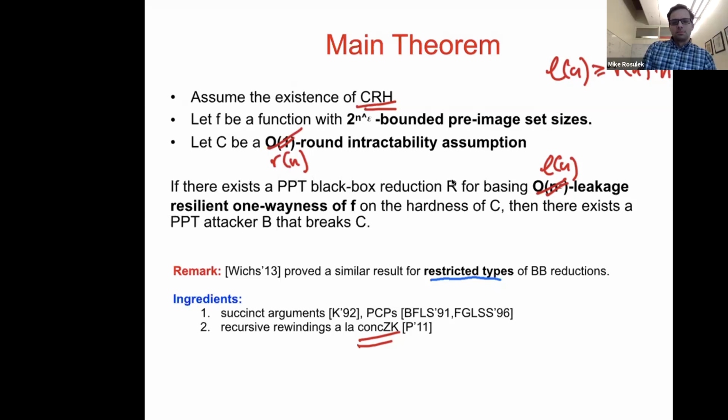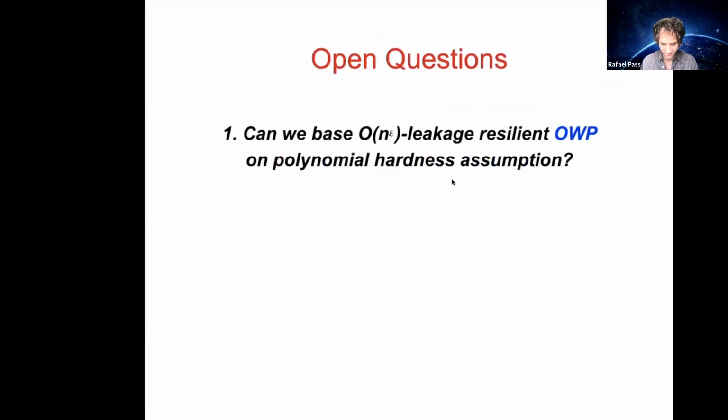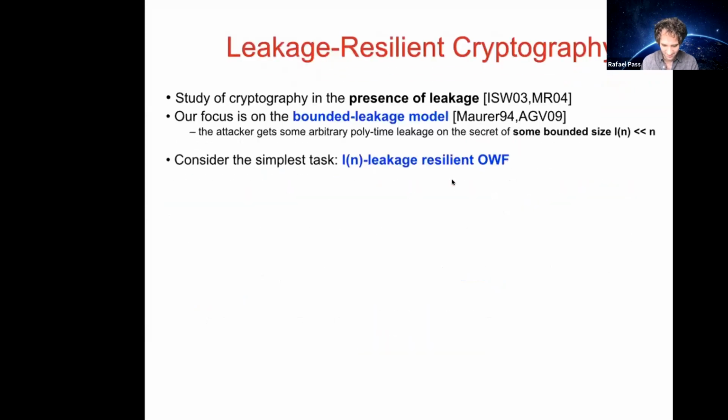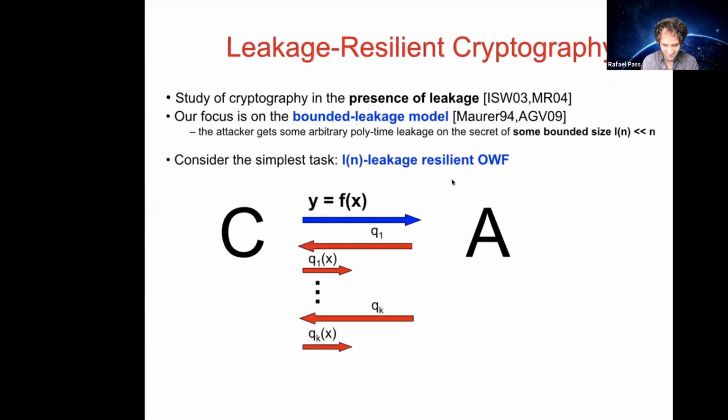To explain why we need this R of n times n to the epsilon, we'll just note that if R of n is equal to L of n, if the number of rounds in the assumption equals the total length of leakage, then this game here is actually a security game. This is an L round game.